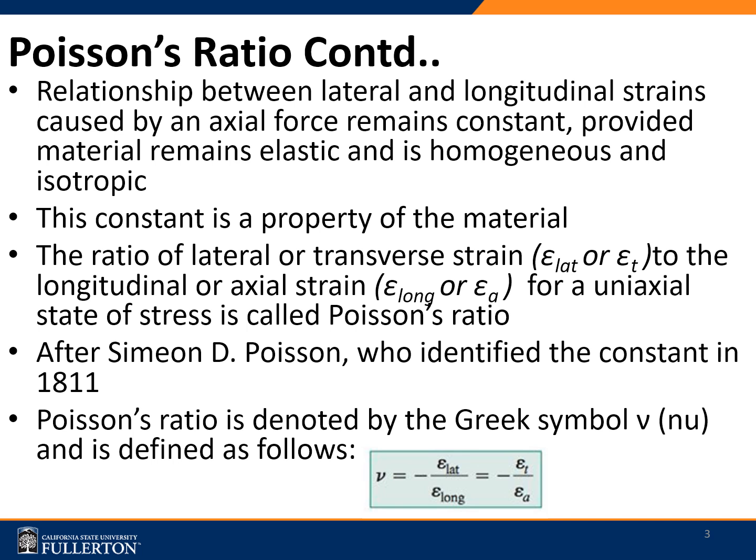If you see the equation here, you could see a negative sign that indicates that the two strains are in opposite direction, right? When one expands, the other one contracts, or when one contracts, the other one expands. So because of that, we use the negative symbol to make the Poisson's ratio eventually positive.